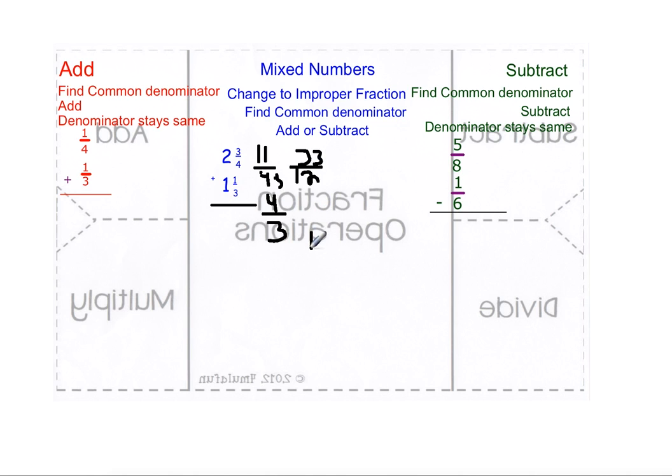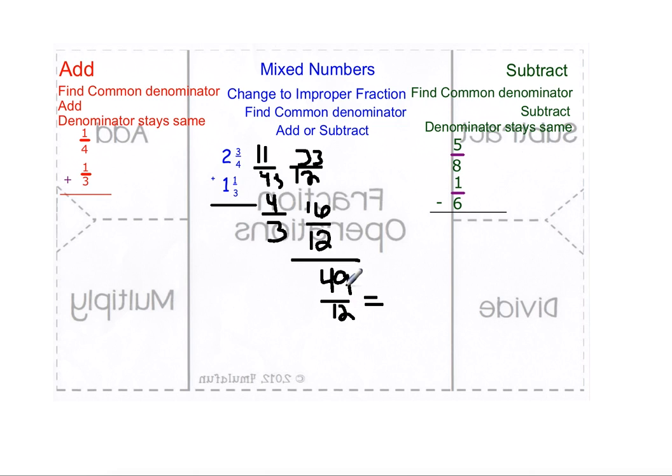On the bottom, I have to go to 12. 3 times 4 got me to 12, so 4 times 4 is 16. So now I just need to add these two. 33 plus 16 is 49 over 12. And I can just leave it that way, or I can turn it back into a mixed number.